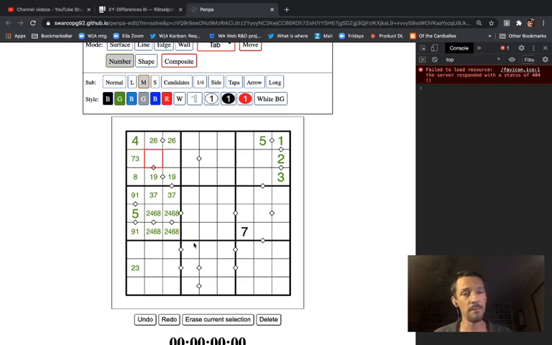Can this be a 5? No, this can't be 5 because it has a difference of 4 from both 1 and 9. So this has to be 3 or 7. Let's make them both 3 or 7. And the only place for a 5 in the box is here. Okay, cool.